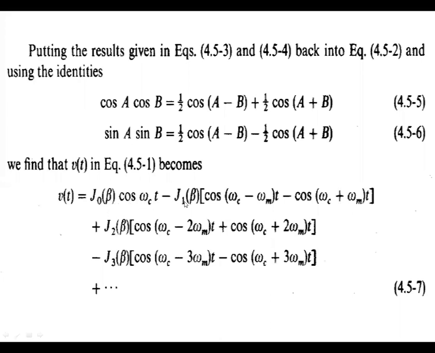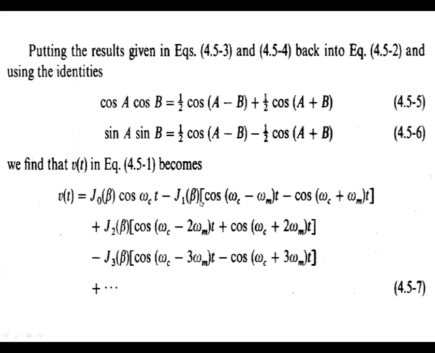After that, J1(β) is an odd harmonic and J2(β) is an even harmonic. Like J3(β) is an odd harmonic, J4(β) is an even harmonic. Odd and even, likewise J1, J2, J3, J4, J5, J6, J7, and so on.